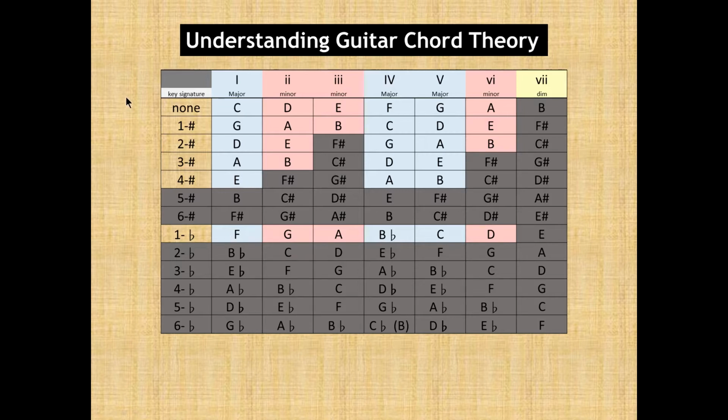Now, when you are playing a song that was written on the piano, you're very likely going to find songs written in the key of B flat or E flat, the key of B.